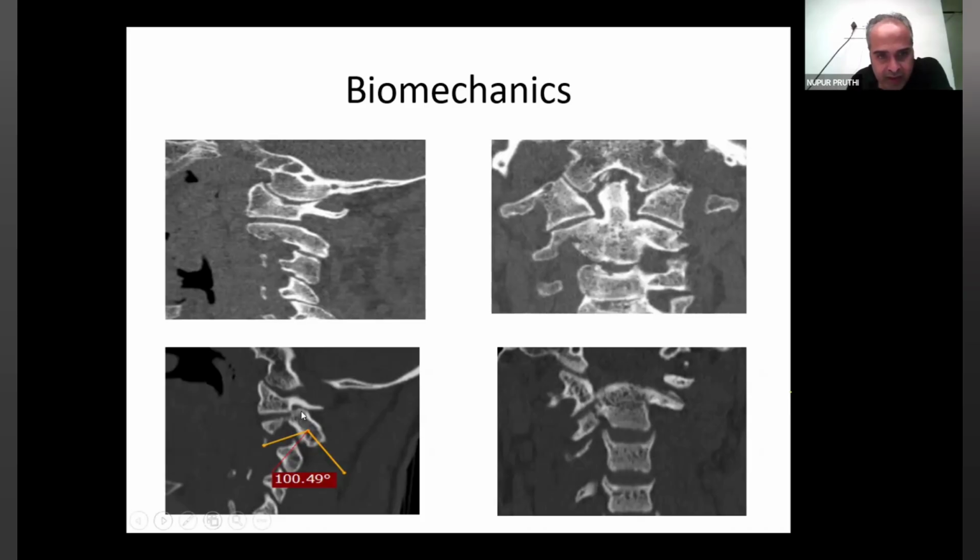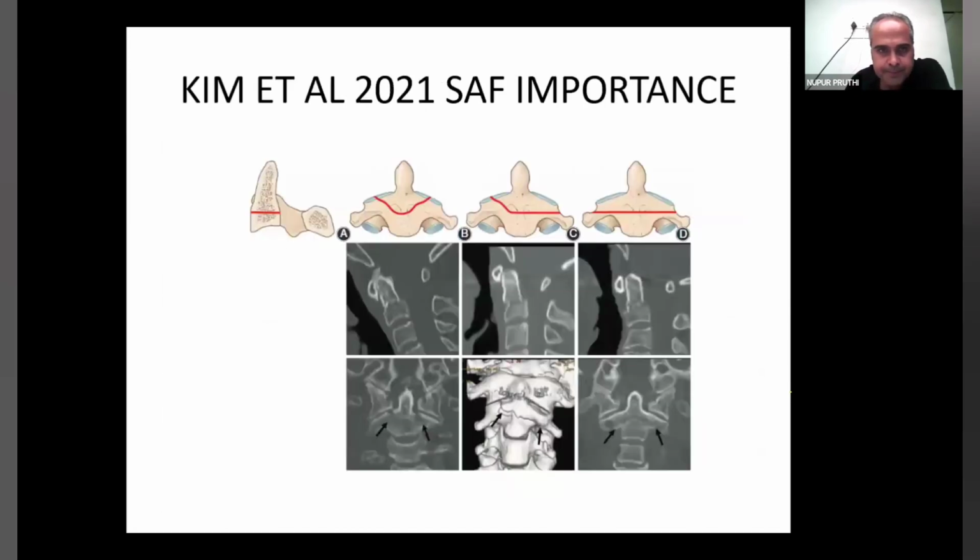Now imagine, you can easily see this angle of the fracture fragments. Okay, we can see that this is 100.49, definitely less than what should be normal. You can see here how with the weight of the head, the displaced fracture fragment has come down almost till the C3 level. This shows the importance of this weight bearing axis. We have to reestablish this weight bearing axis.